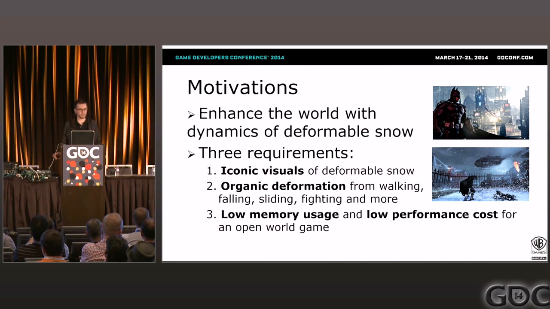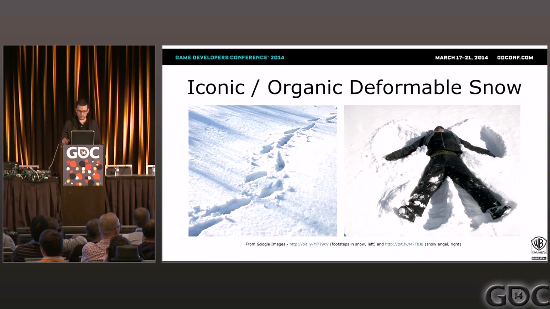Now, we wanted to come up with something a bit different, something that would capture the organic nature of character movements and, at the same time, the dynamics of gameplay. So basically, we have three requirements for the technique to be viable. First, it must depict iconic visuals of deformable snow. Then it has to represent organic deformation from walking, falling, sliding, fighting, and more, not just limited to footsteps. And we have a low memory usage and low performance cost requirement because we're making an open world game. So what do I mean by iconic visuals of deformable snow?